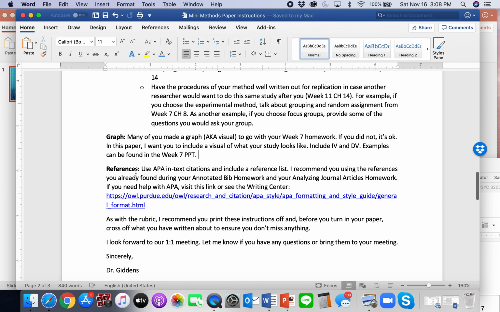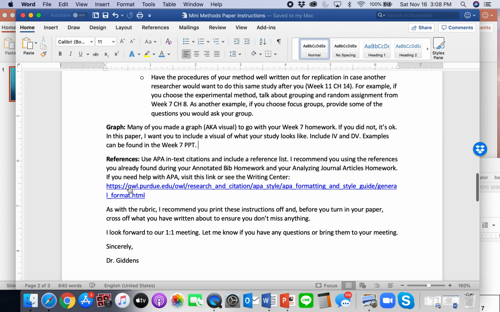And then finally, include a reference section. So of course, you need to be using APA in-text citations, but also include a reference list that's in APA. I recommend you use the references that you've already found for your annotated bib homework and the analyzing journal articles homework. So you've already done some of that, so be sure to use some of that homework to apply it to this paper. And then of course, again, this is the same website. If you need help with APA, visit that link or see the Writing Center.